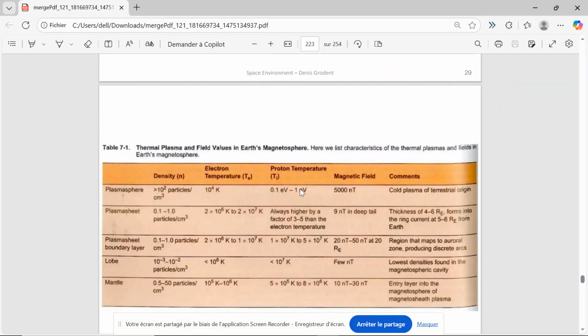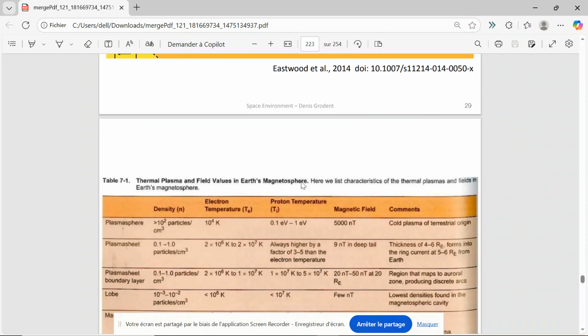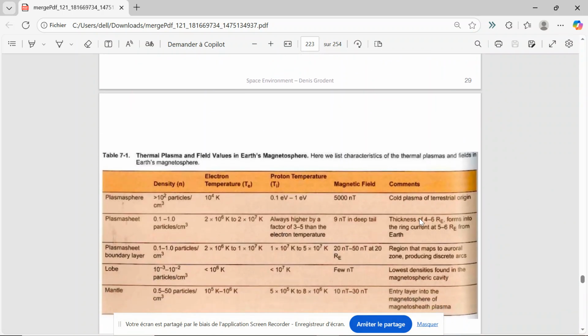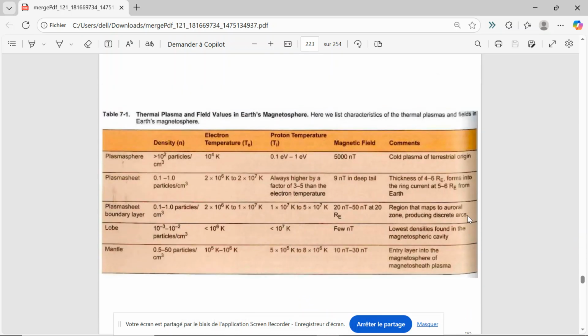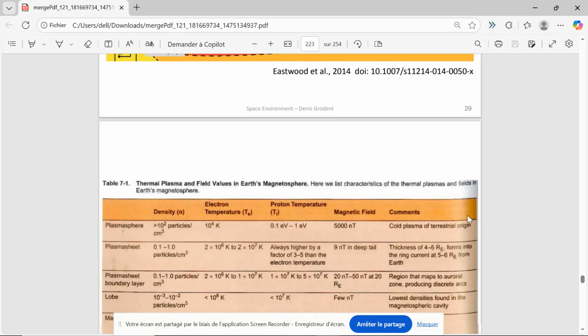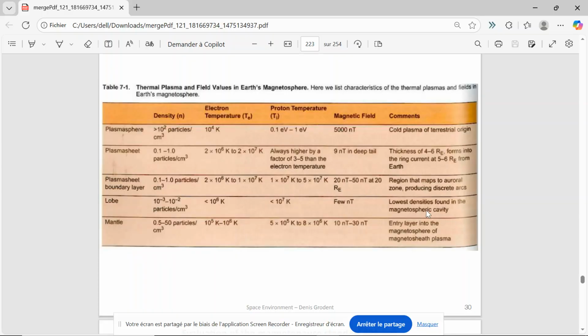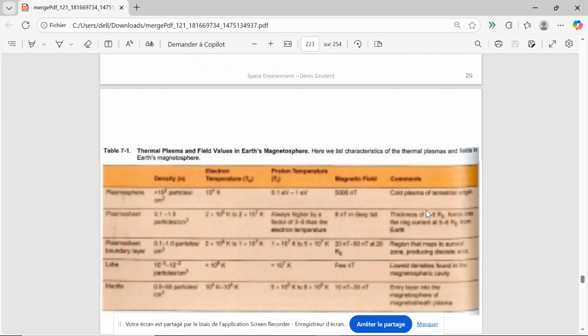The plasma sheet boundary layer. This is where we have the auroral zone. The lowest density is found in the magnetospheric cavity, the lobe. Nothing very much happens in that region. The entry layer into the magnetosphere is the mantle.